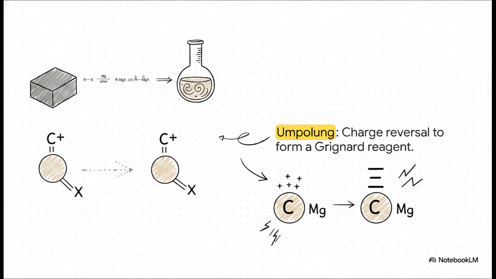By reacting a metal, like magnesium, with an alkyl halide and ether, we create the famous Grignard reagent. Because metals are vastly less electronegative than carbon, we create this Umpolung, or charge reversal. The carbon gets a partial negative charge. You've essentially transformed a carbon that used to be an electrophile into a hungry nucleophilic carbanion.